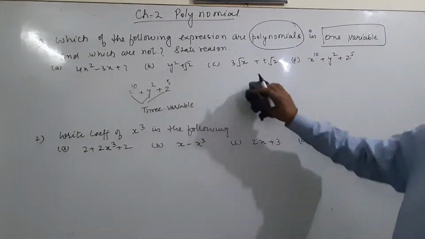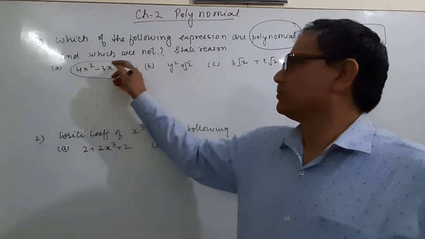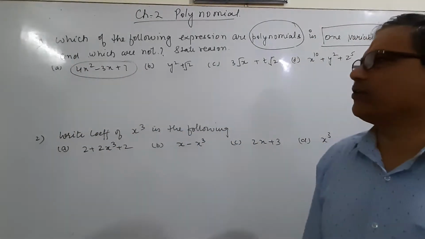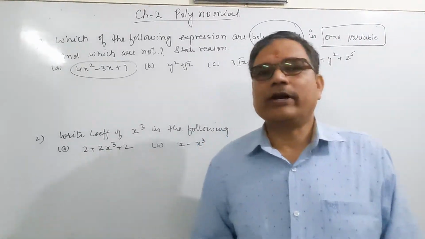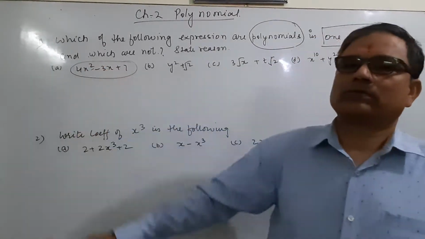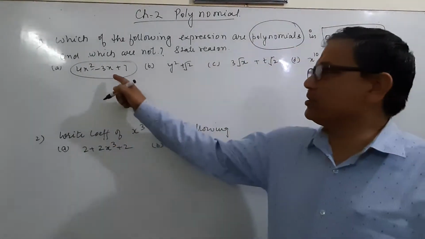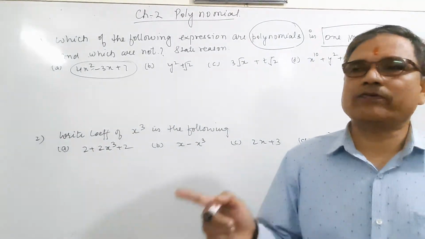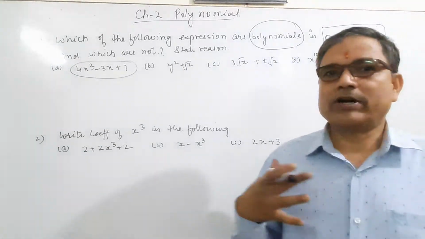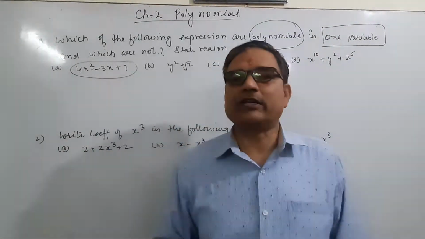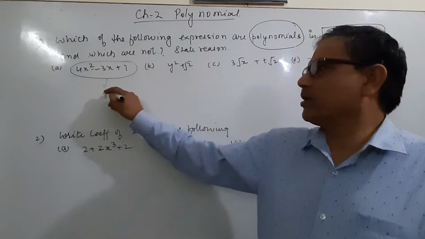Now one point I want to ask you: if it is a polynomial with one variable, then what is the degree of this polynomial? 2. So the degree is 2. Now, name it on the basis of degree. What is the name of this polynomial on the basis of degree? It is a quadratic polynomial.